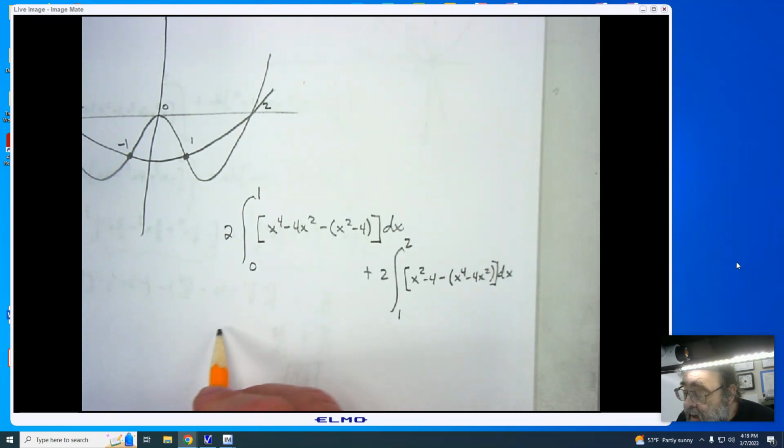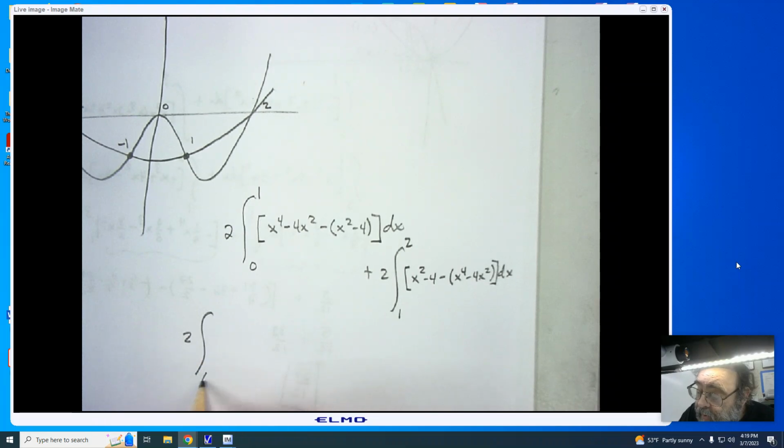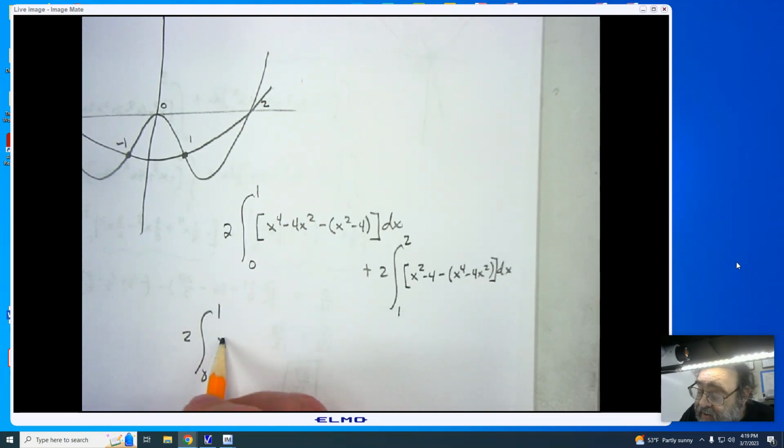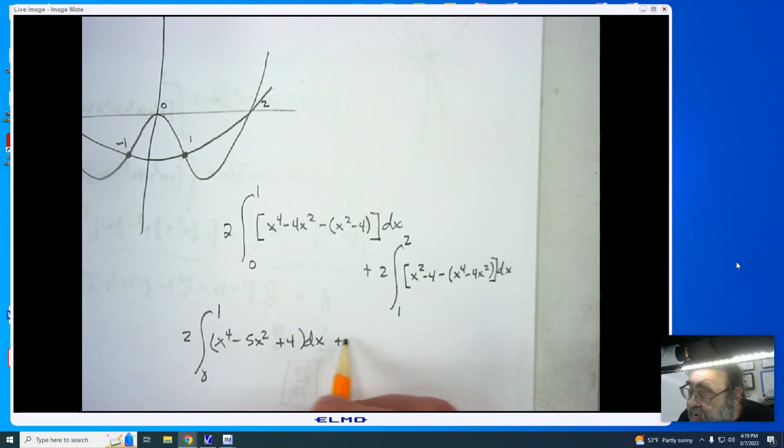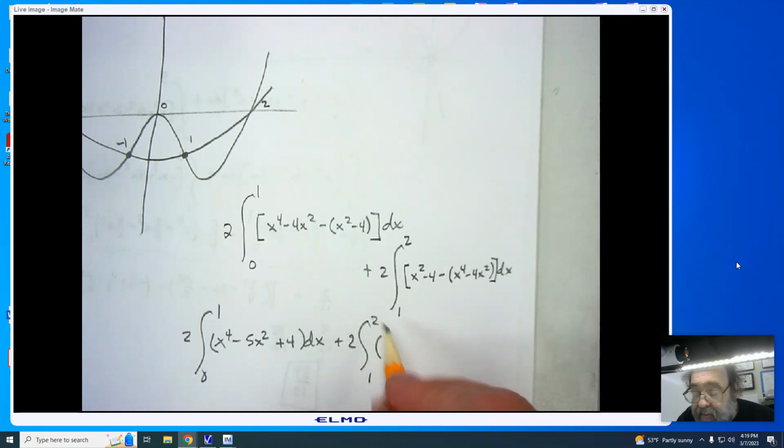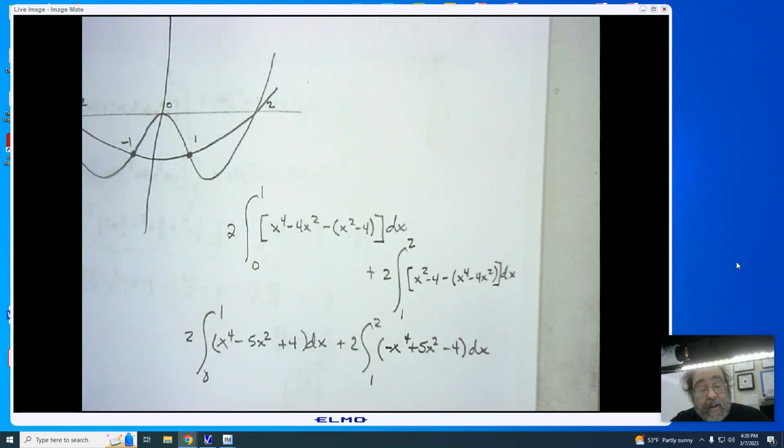Now I'm going to rewrite it so that it's simplified. And I end up with 0 to 1, and I have x to the 4th minus 5x squared, and I'm looking at a positive 4 dx, plus 2 integrations from 1 to 2. And now I'm going to simplify this as negative x to the 4th plus 5x squared minus 4 dx. Notice that they're opposite. That's something to keep in mind.